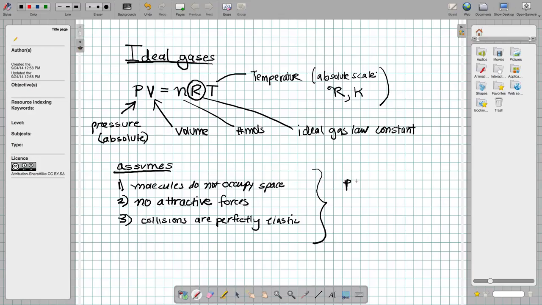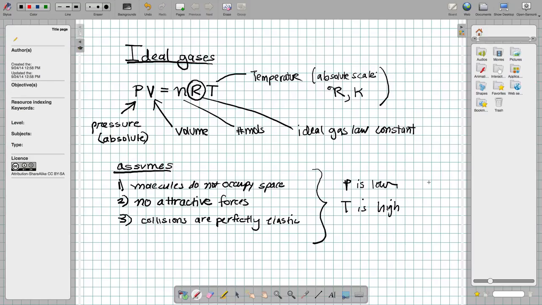So when pressure is low, you don't have very many molecules, so they're not likely to interact very much. And when the temperature is high, it's also less likely that the molecules will be able to influence each other very much through attractive forces.